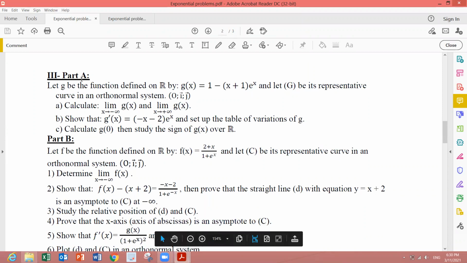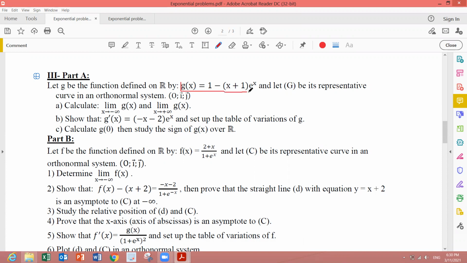Hi, in this video we are going to solve exercise 3 about exponential function. Part A, we have a function g defined on R by g(x) equals 1 minus (x plus 1) e to the x. Part A, calculate the limit as x tends to minus infinity of g(x).